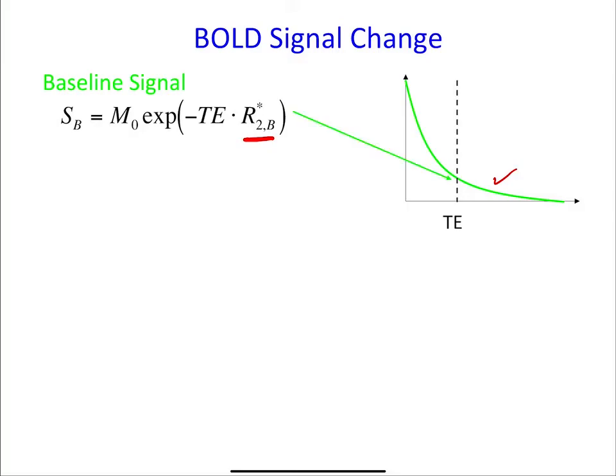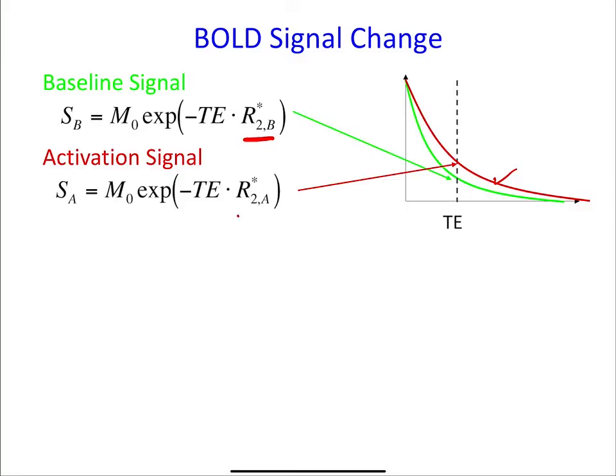And then during activation, there's going to be a different relaxation rate R2 star. For most parts of the brain and most tasks, that R2 star is going to be smaller. So in this case, this picture is showing R2 star during activation is less than R2 star during the baseline. So things are not decaying as quickly during activation as they are during baseline. And so this signal change is your fMRI signal.